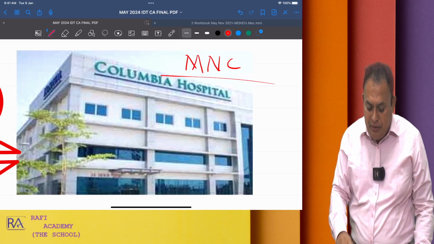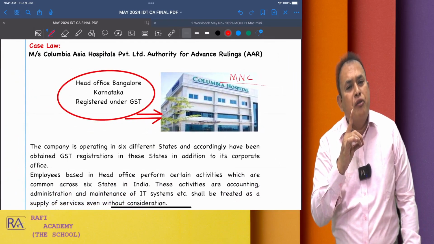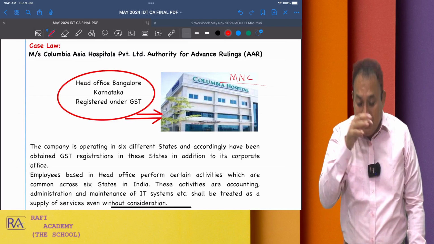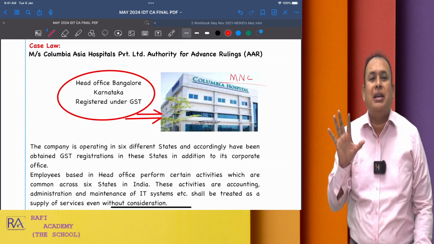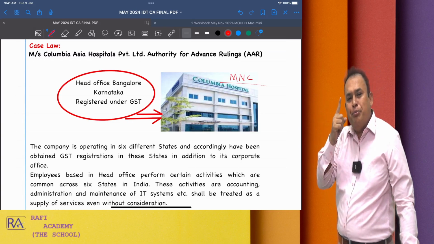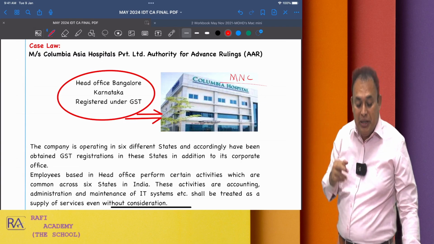Further, my dear friends, so far what have I referred to? Only one point of Schedule 3, which talks about supply of services by an employee to his employer in the course of employment. That only I referred to so far. Out of 8 points of Schedule 3, one point only I elaborated with the help of circulars and case laws.